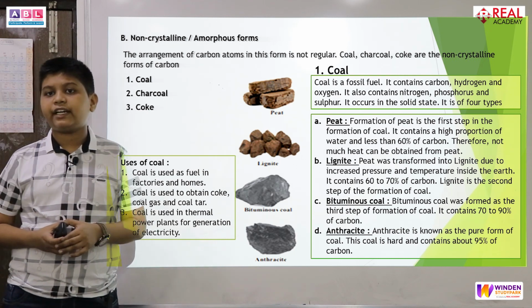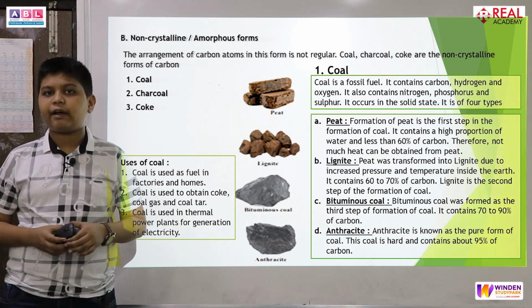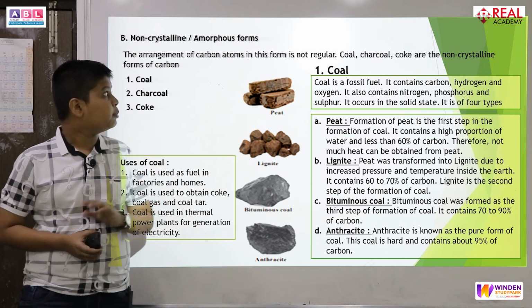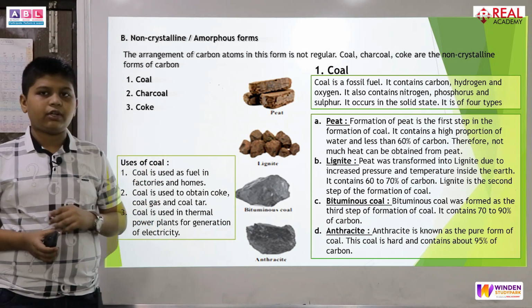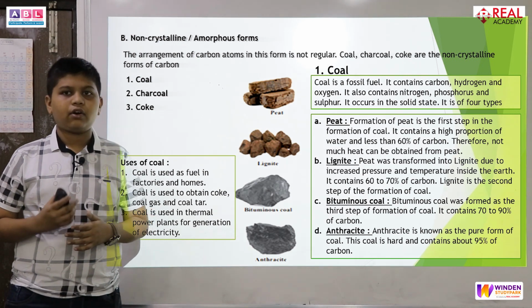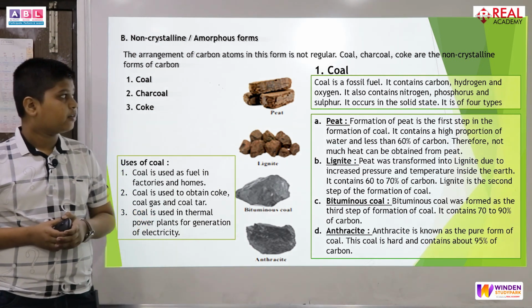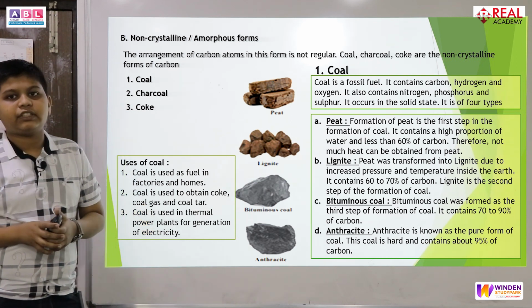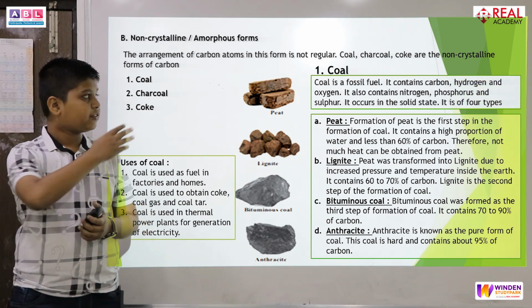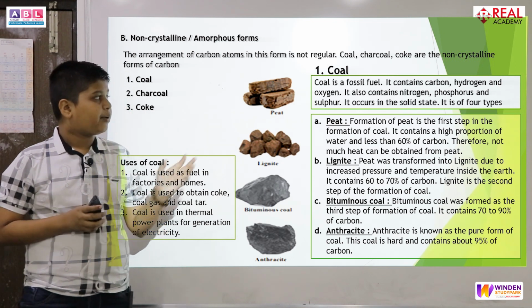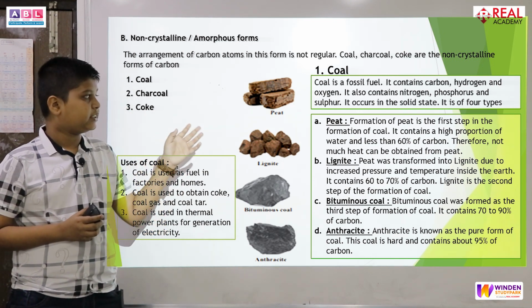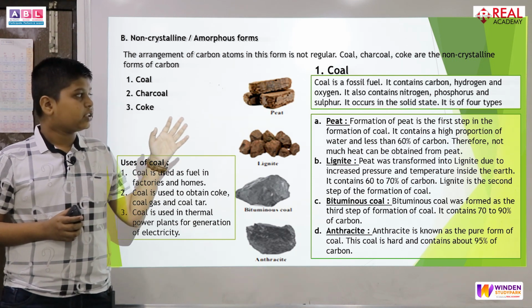Let us move to the second form of the allotropes of carbon, which is the non-crystalline form. The arrangement of carbon atoms in this form is not regular. Coal, charcoal and coke are the non-crystalline forms of carbon. Let us move to the first type of non-crystalline form of carbon, which is coal. Coal is a fossil fuel. It contains carbon, hydrogen and oxygen. It also contains nitrogen, phosphorus and sulfur. It occurs in the solid state.